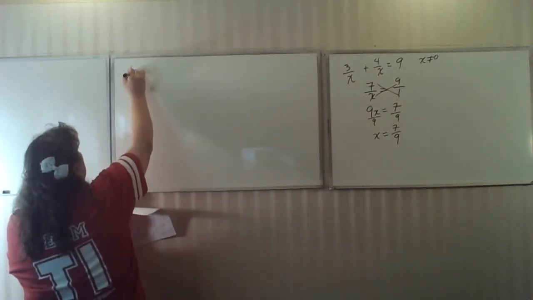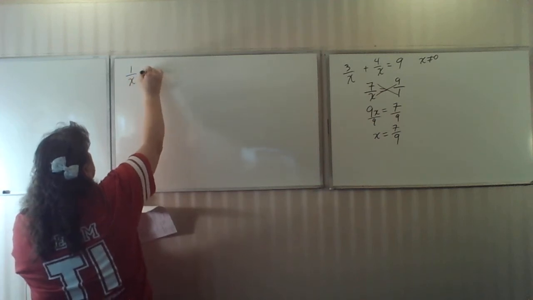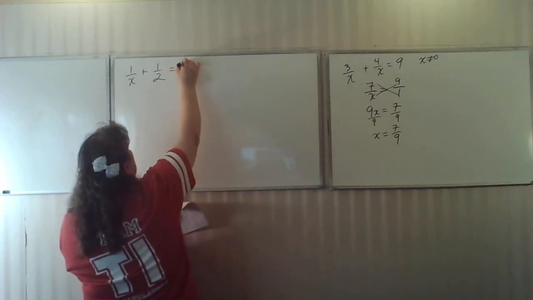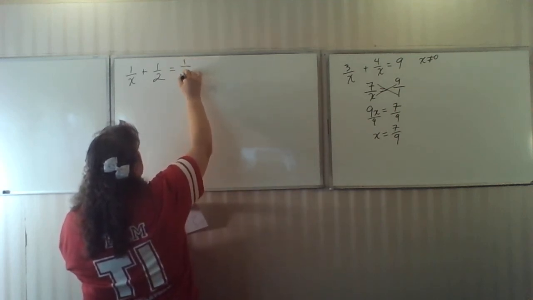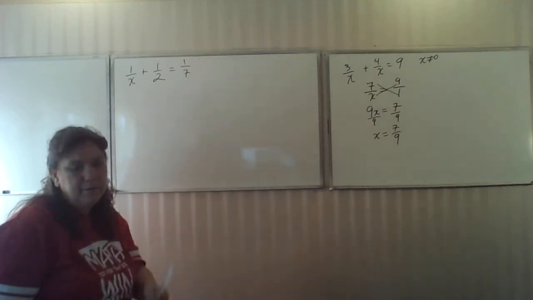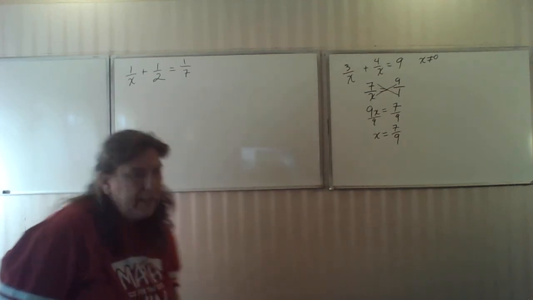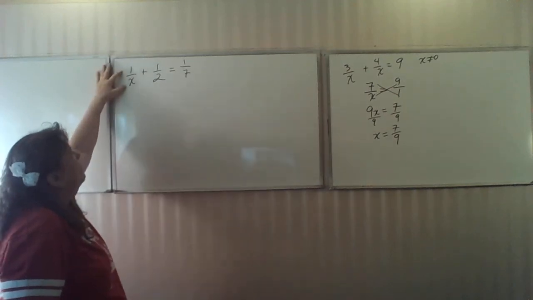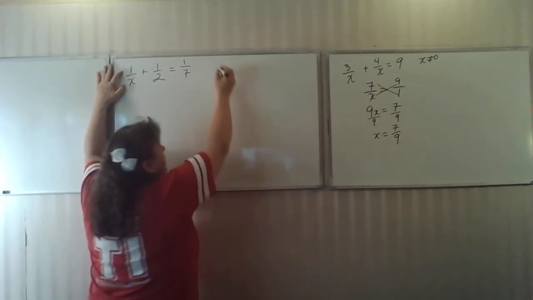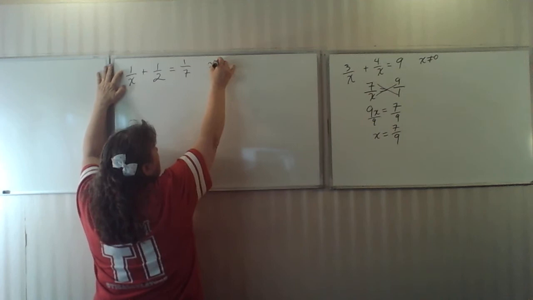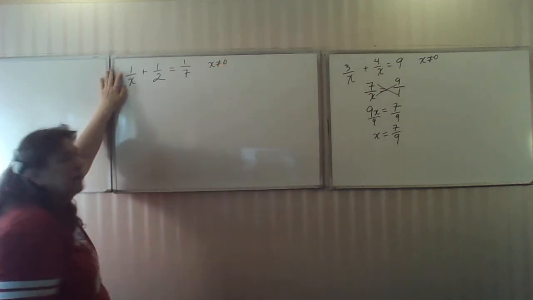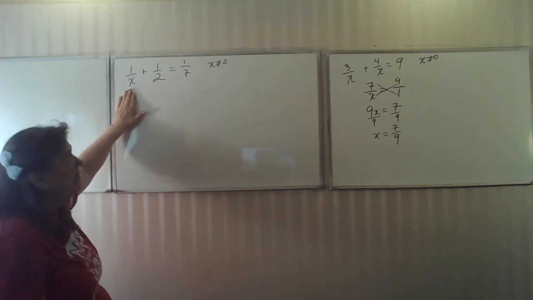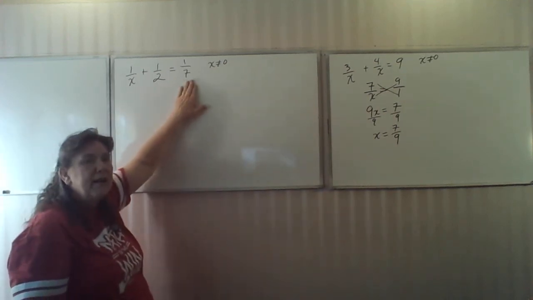Okay. 1 over x plus 1/2 equals 1/7. Now, on this one, we have a variable in the denominator, and it's all alone, so again, x cannot equal 0. But I'm adding a fraction to this one with a variable, and it's equal to another fraction.